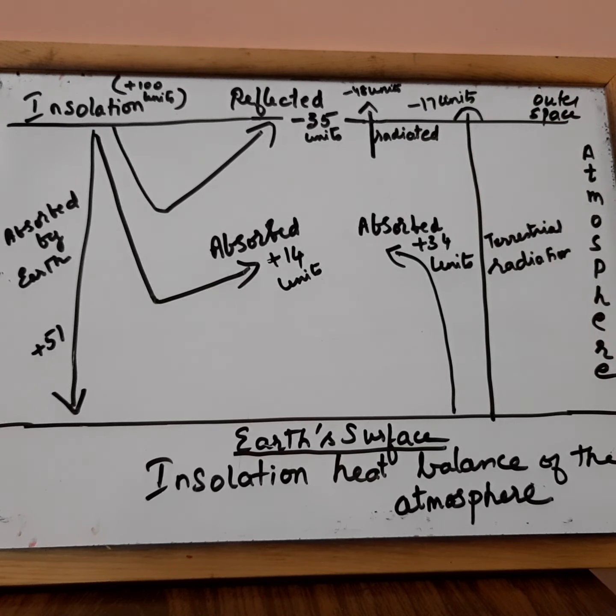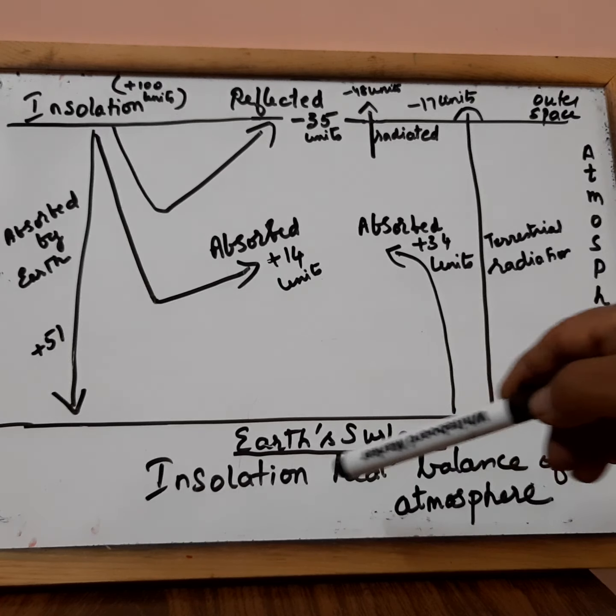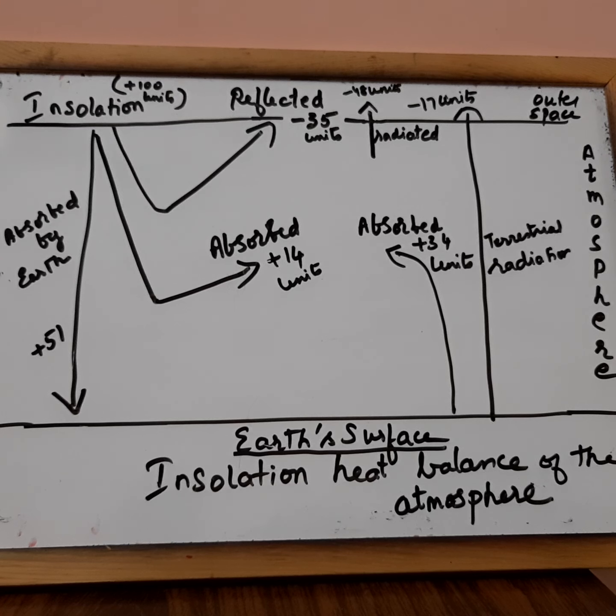If we add these three, you can find there is no loss or gain. What is received is sent back. So that is what is meant by insolation heat balance of the atmosphere. So there is no gain or loss for the atmosphere. This diagram explains that concept. The earth's surface absorbs 51 units of insolation and radiates back the same amount. So there is no net gain or loss by the earth and the atmosphere.